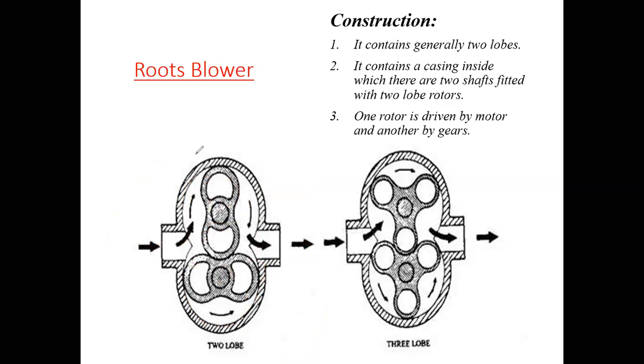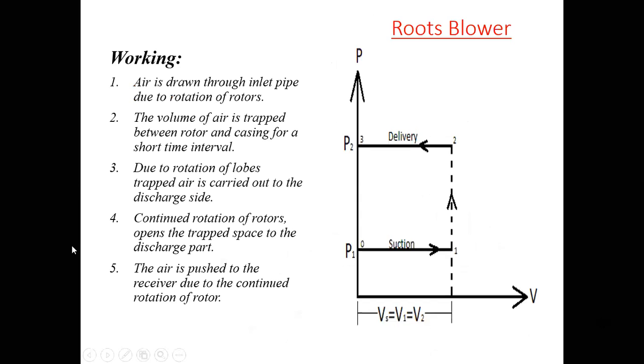This is the working of a Root's blower compressor. Now here you can see the working, which I have already told you earlier. Here the pressure rise takes place. First, suction will take place during the 90-degree movement of rotor number one. Then pressure will rise as the air is trapped in a constant volume. Then it is delivered at the required pressure at the outlet. So this is basically the working of a Root's blower compressor.